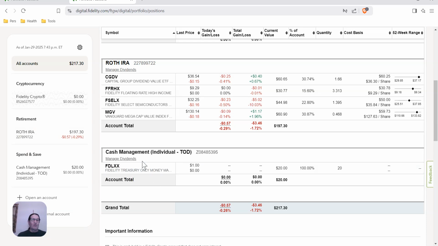FDLXX is now what I call our high yield savings account. It's our emergency fund. It's our savings fund for major purchases, for funding larger buys or larger expenditures like vacation somewhere or what have you. So this is your entire Fidelity setup.